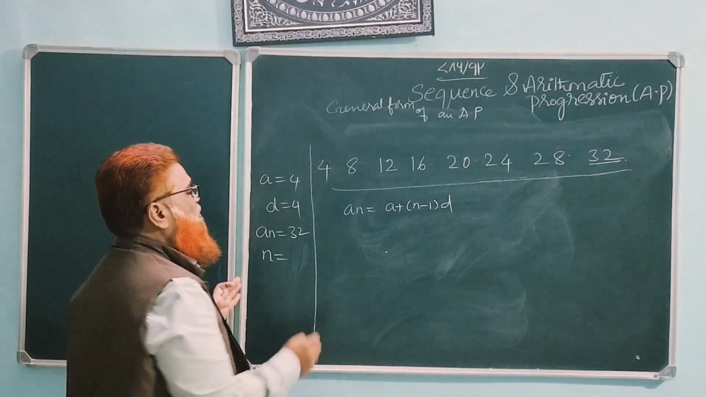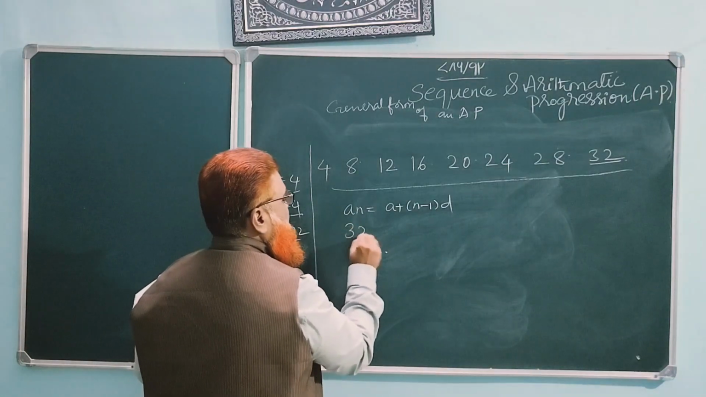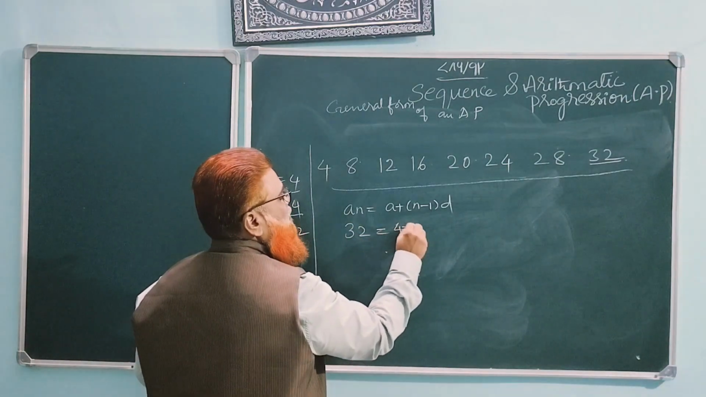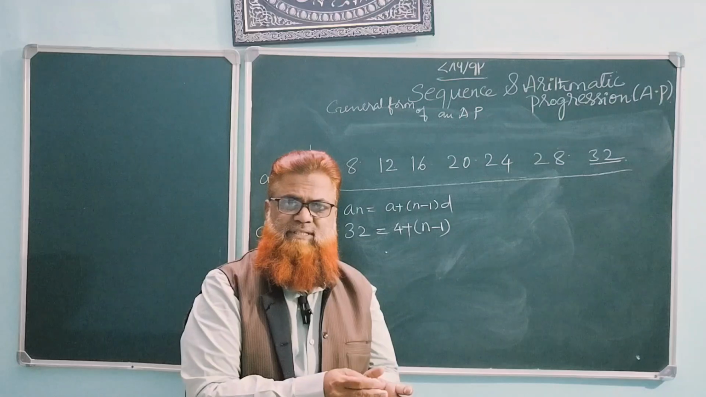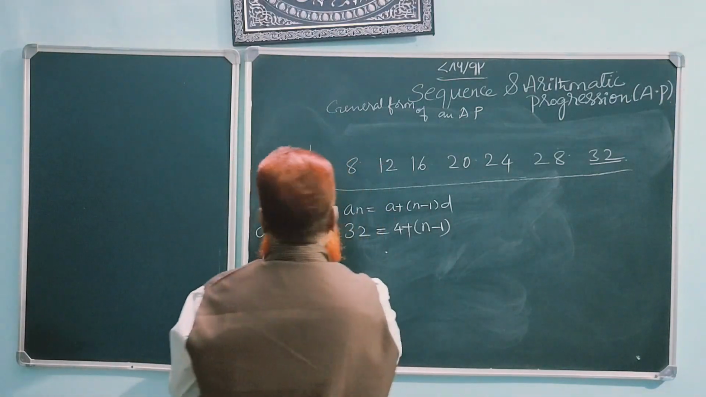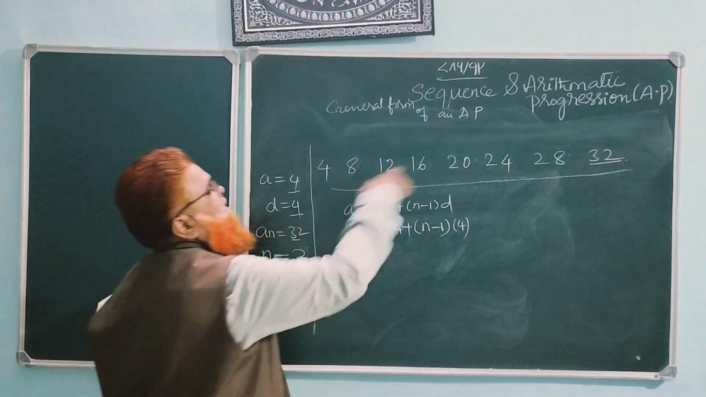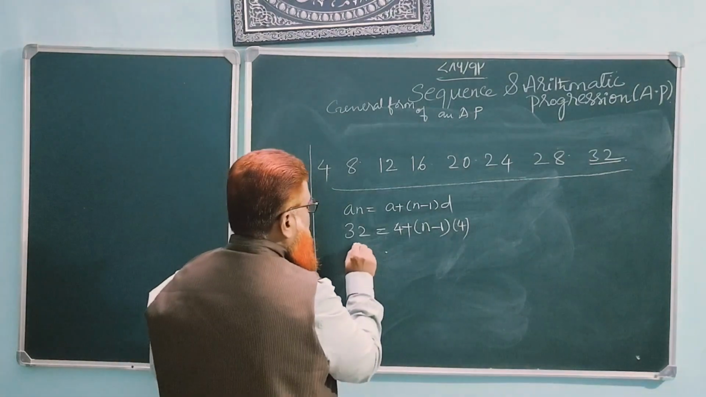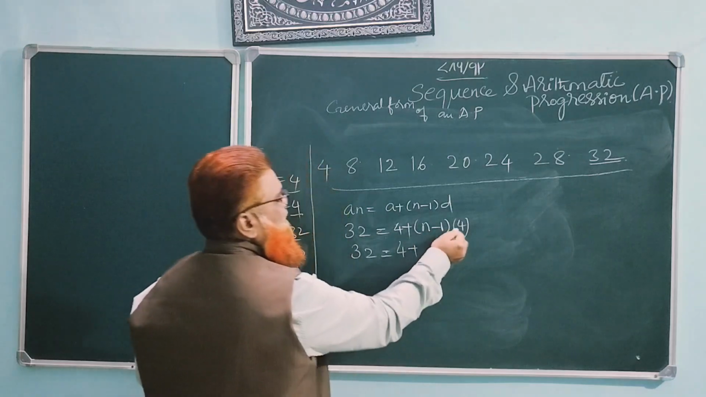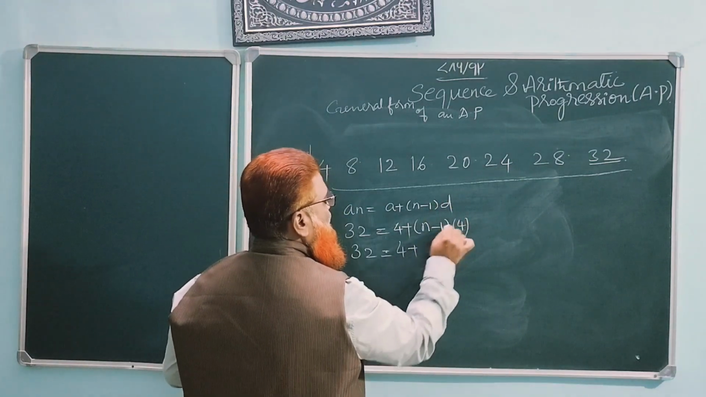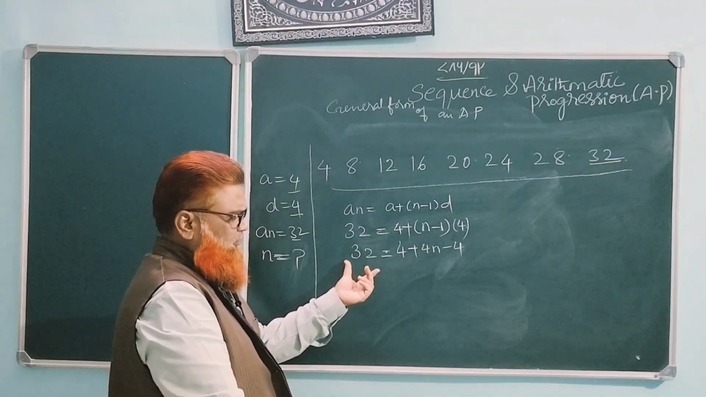So, what are the known things given? You substitute. An is given, substitute 32. A is given, substitute 4. N is not given, write it as it is, without altering. The difference is 4. We have to find n, meaning how many terms are there in the given AP. Calculate: 32 is equal to 4 plus, inside the bracket n minus 1, outside it is 4. Multiply: 4 n's are 4n and 4 ones are 4. LHS is 32.